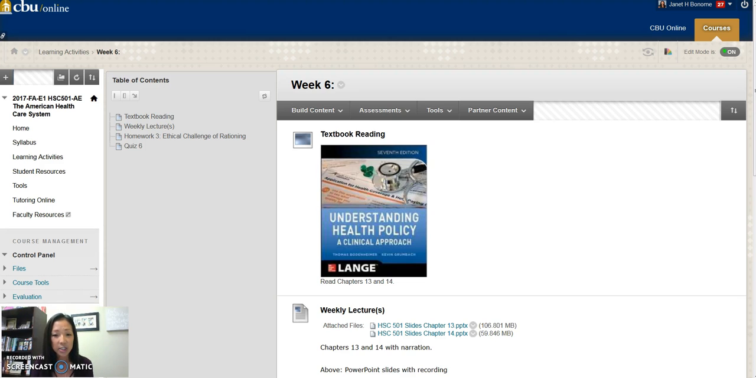So that's Chapter 14. Chapter 13 deals with medical ethics and the concept of rationing. Often the supply and demand is off when it comes to different types of health procedures. Organ transplantation is one good example that the book discusses as well. So those are Chapters 13 and 14.